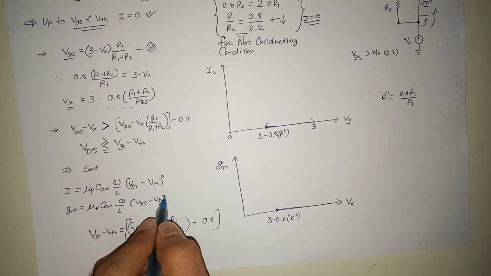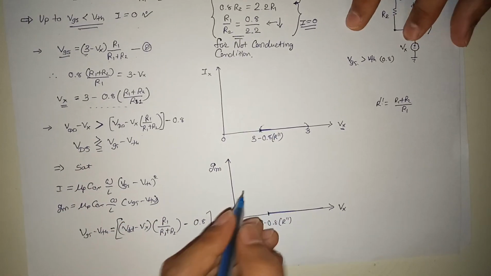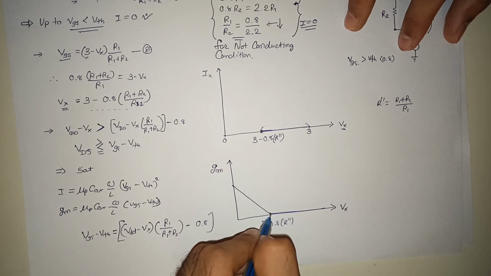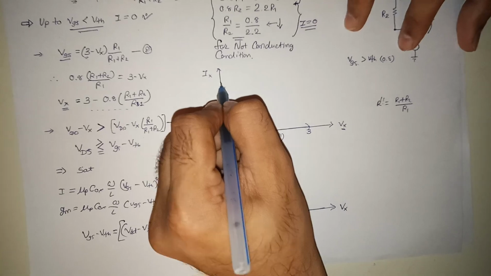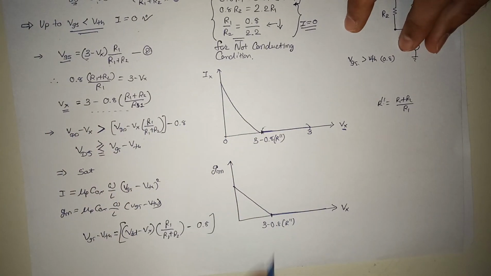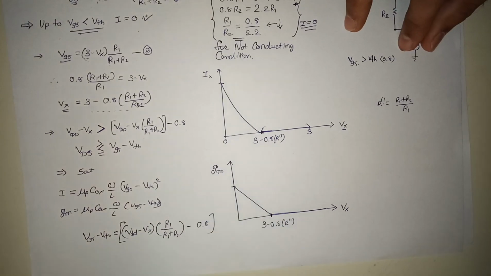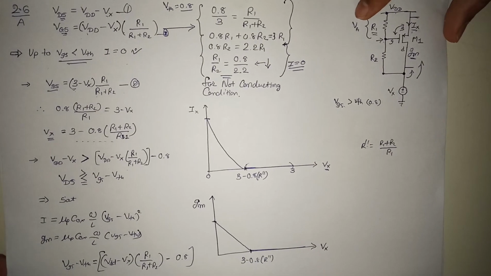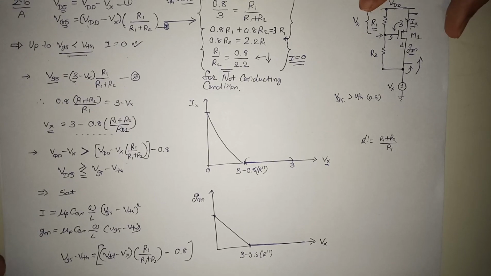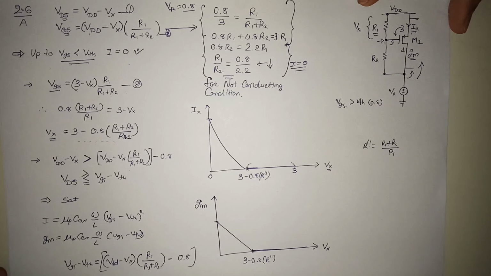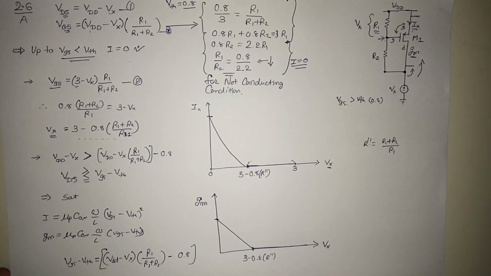As this gm is a straight line, not a curve, it will look like this, and I will look like this. You can find this value if you have some value of R1 and R2. So this will be the solution of 2.6 part A. Fine, we'll see 2.6 part B later.